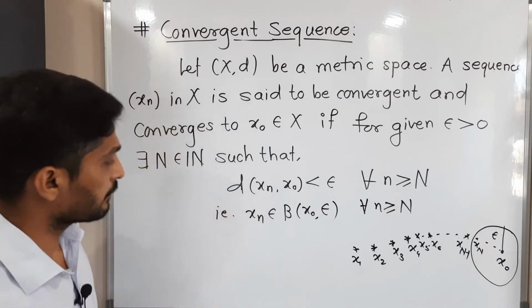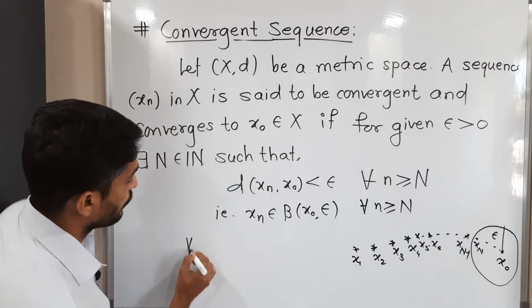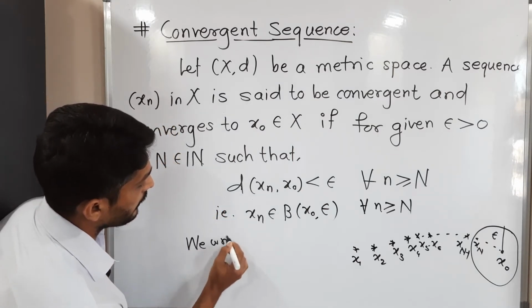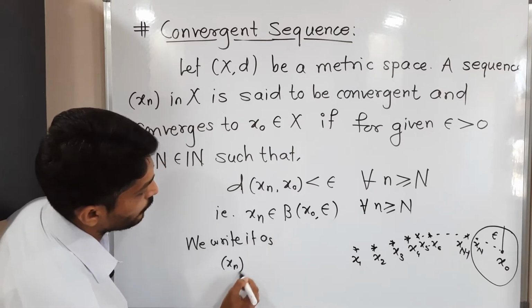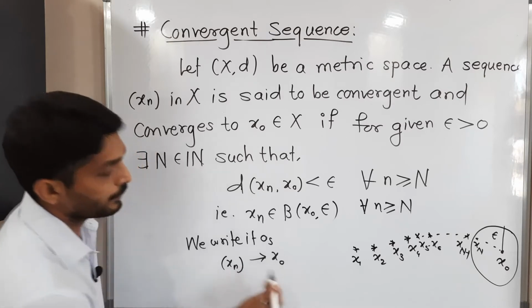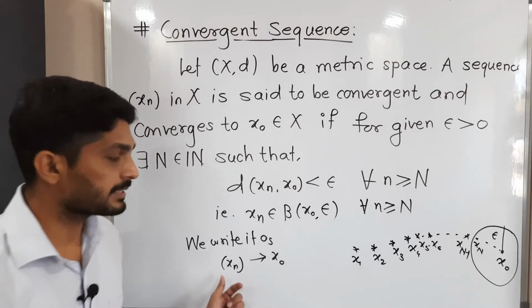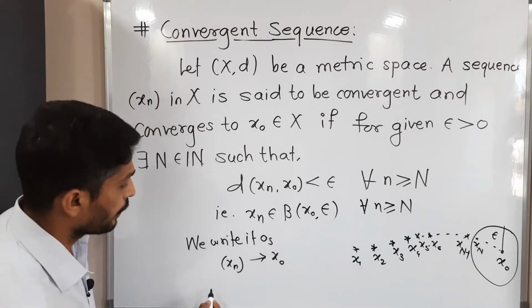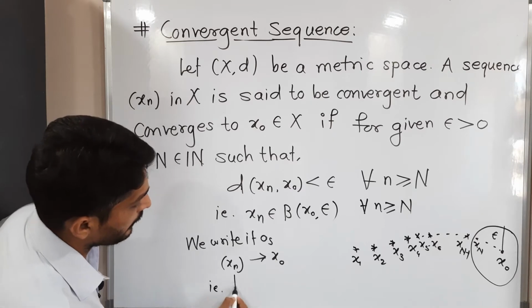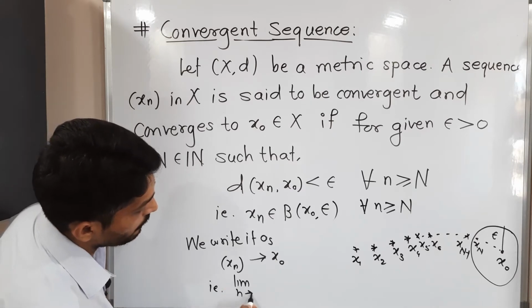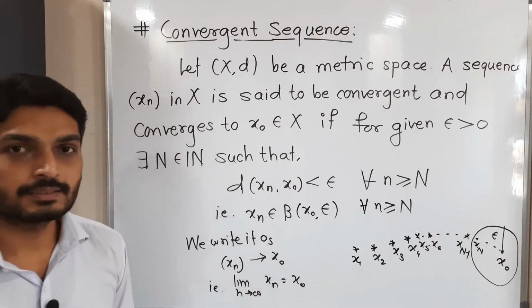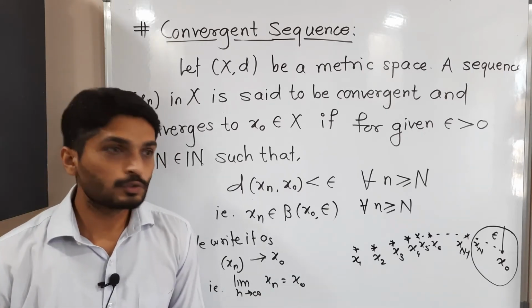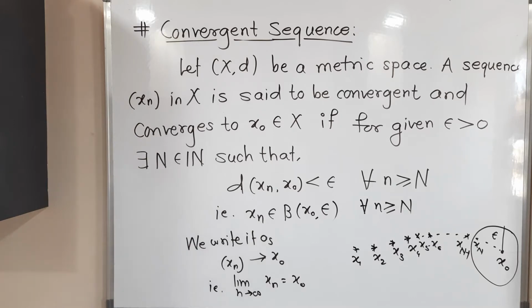This same thing we can write in this way. We write that the sequence Xn converges to X0, or we can write the limit as n tends to infinity of Xn is equal to X0. It has the same meaning. Okay, so make a screenshot of it. After that we will discuss one result.